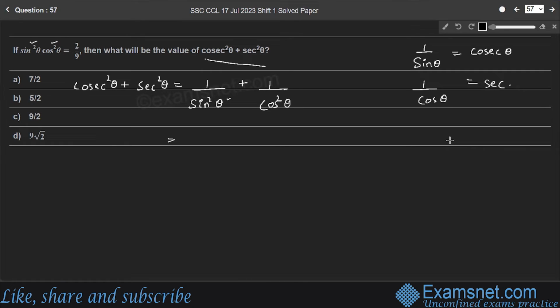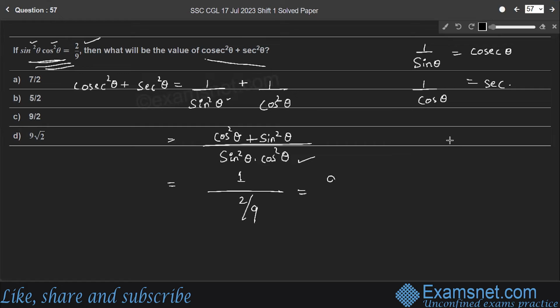So take LCM of sine square theta and cos square theta. It becomes sine square theta into cos square theta. Numerator becomes cos square theta plus sine square theta. So cos square theta plus sine square theta is always 1. And the denominator becomes sine square theta into cos square theta, which is 2 by 9, given already. So the answer will be 9 by 2. Inverse of 2 by 9 is 9 by 2. Therefore, the expression cosecant square theta plus secant square theta is equal to 9 by 2, option C.